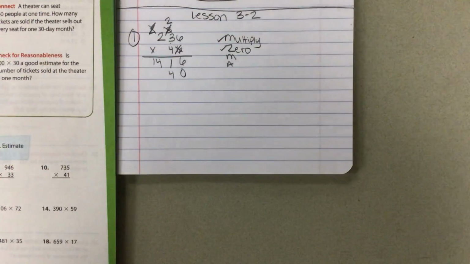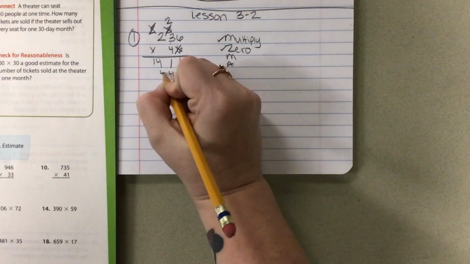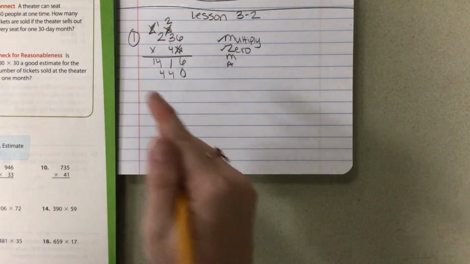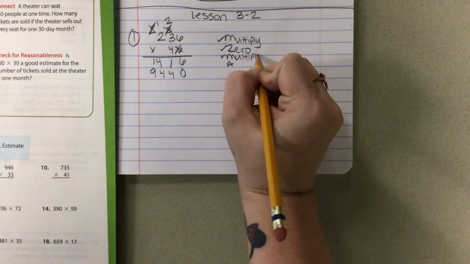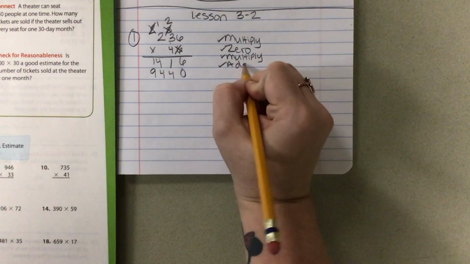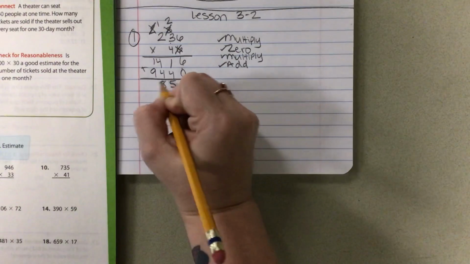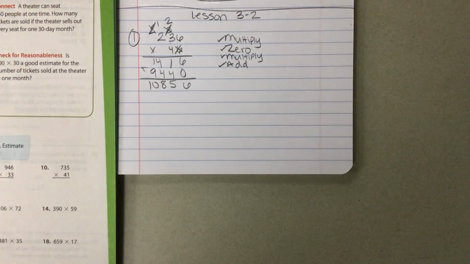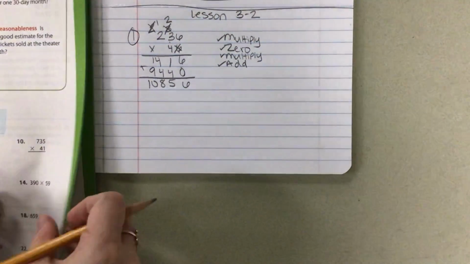4 times 3 is 12 plus 2 is 14. 4 times 2 is 8 plus 1 is 9. So we multiplied. Now we add. 6, 5, 8, and 10. All right, let's try one more.